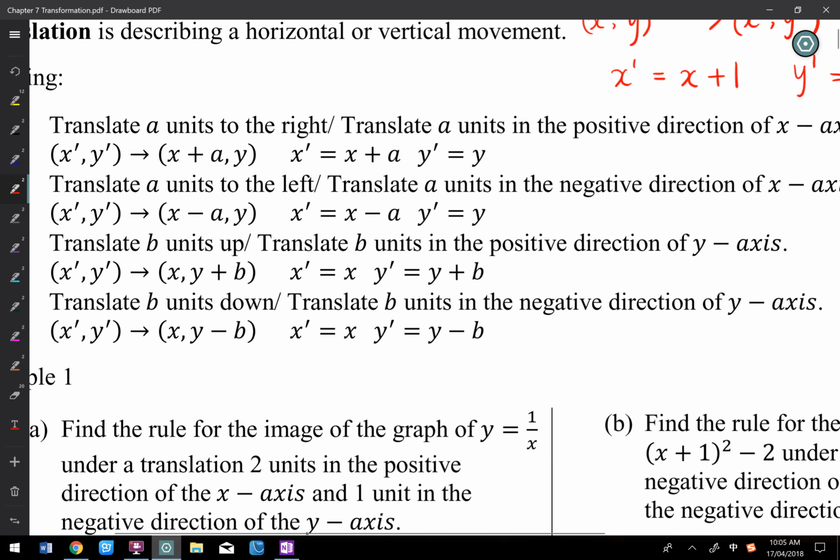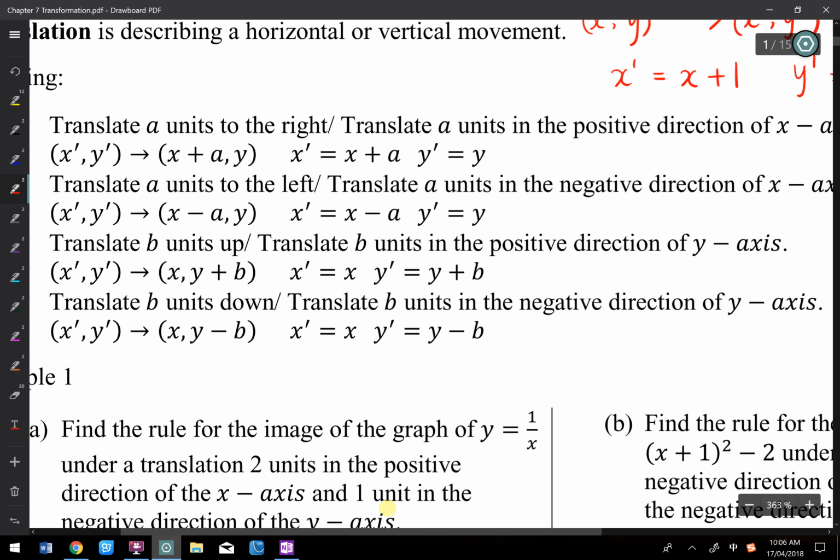There are 2 ways we can describe a transformation. The language about transformation is very important as well. When I ask you to write the transformation, you need to use particular language to write it. The first type we can say is translate A units to the right, translate A units to the left, translate B units up, or translate B units down. That's the first group, how you can describe it.